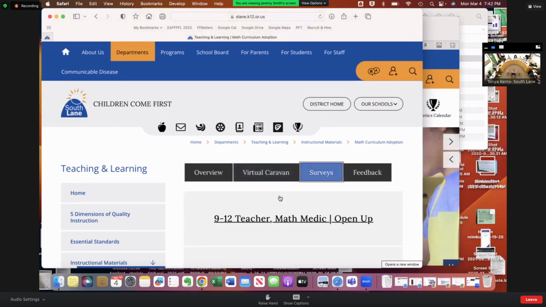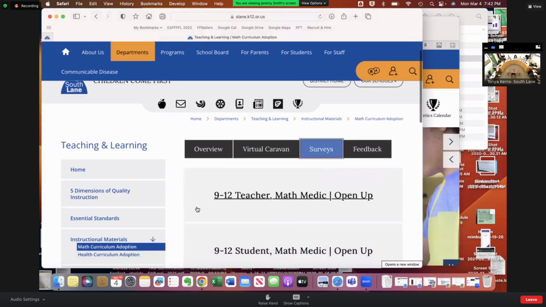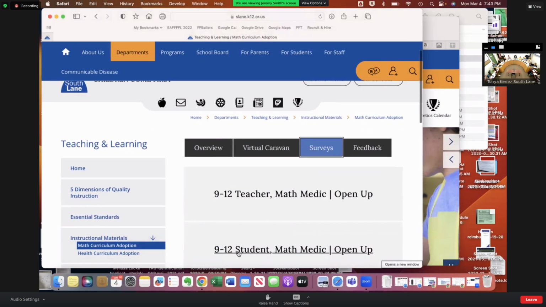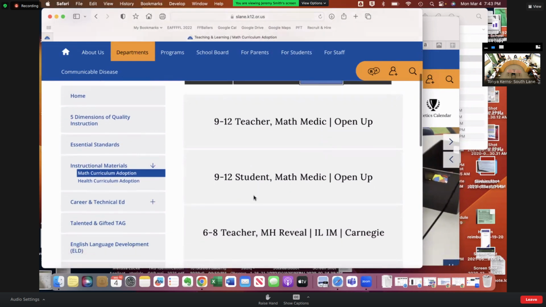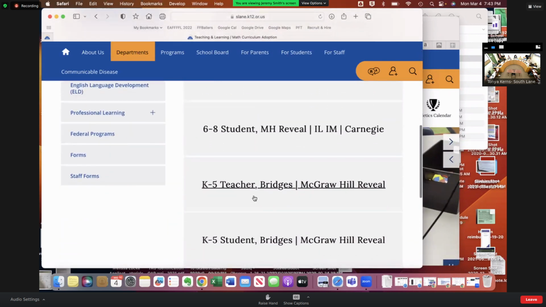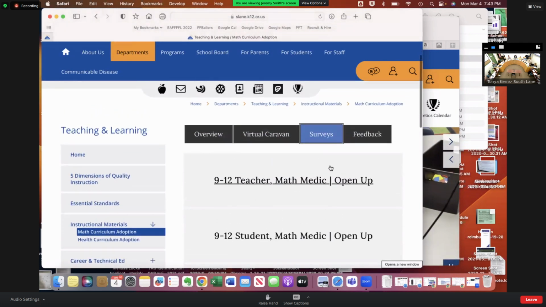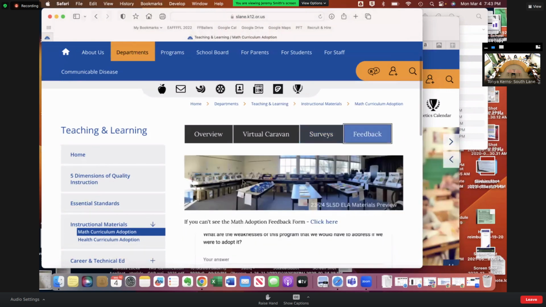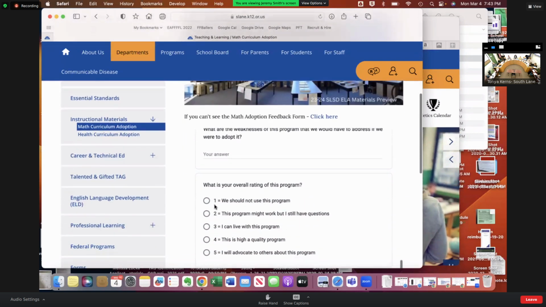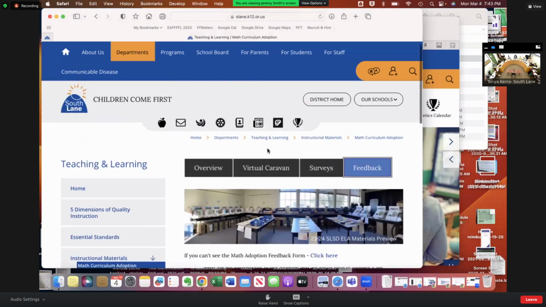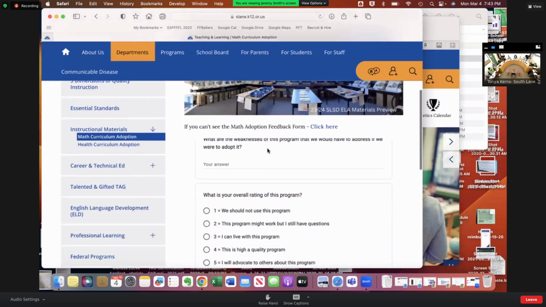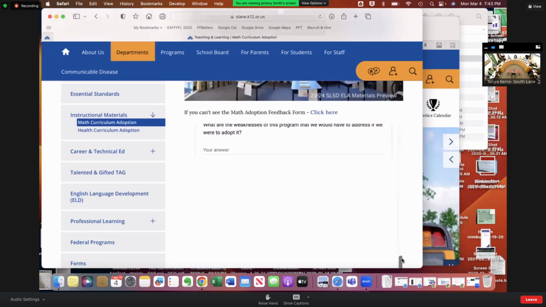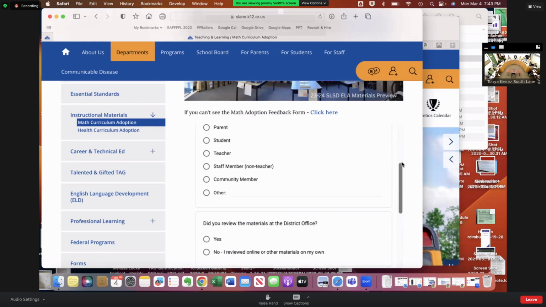The feedback that they'll give us is listed here by clicking on any one of the programs. So this is the 9 through 12 options, and then 6 through 8 and down to K through 5. What the form looks like is right here. And essentially, they give, again, some open-ended rating scales. Sorry, this is at the bottom of the survey. Let me pull it up.